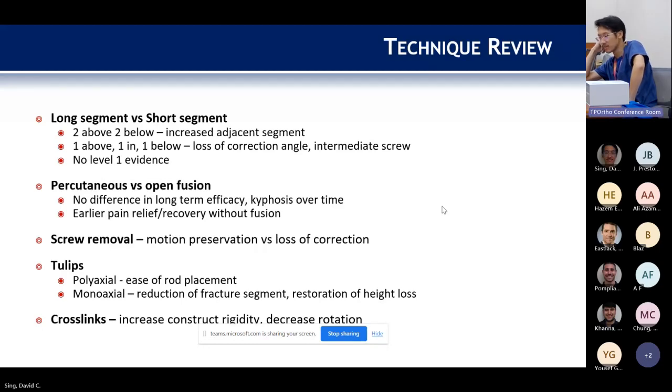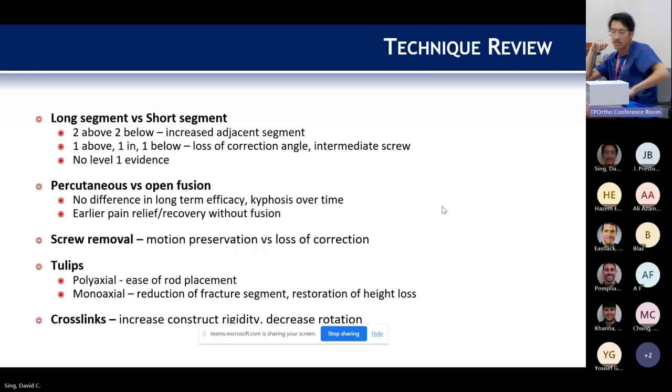No good evidence one way or another, so kind of dealer's choice. With percutaneous fixation, you do see the typical faster recovery, but no benefit necessarily long term. Removal is also kind of a debated topic. Do you go back in and take everything out to allow them to preserve their motion once they've healed?